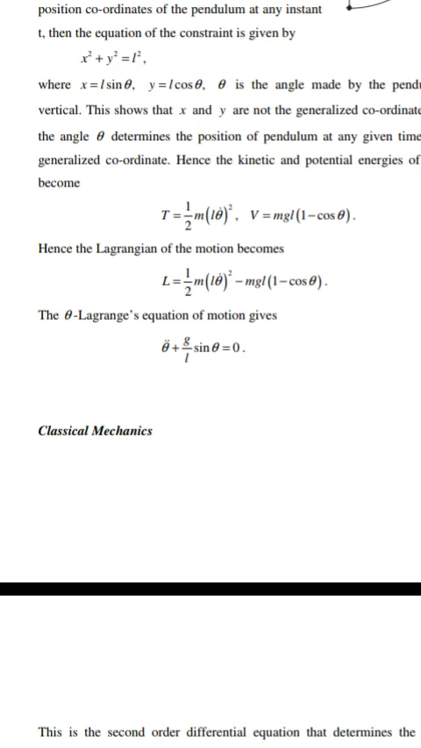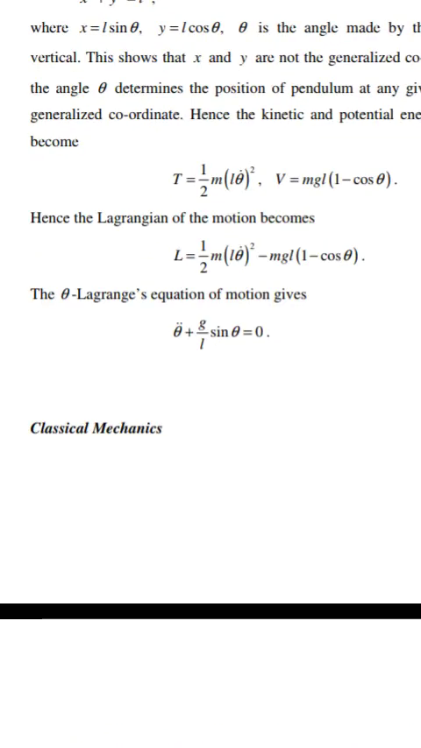Theta is the generalized coordinate, and kinetic energy is given by 1 by 2 m v square and potential energy mgl or mgx. Therefore, T is equal to 1 by 2 m L theta dot bracket square and V is equal to mgl (1 minus cos theta). Hence, the Lagrangian of the motion becomes L is equal to T minus V, 1 by 2 m L theta dot square minus mgl (1 minus cos theta).